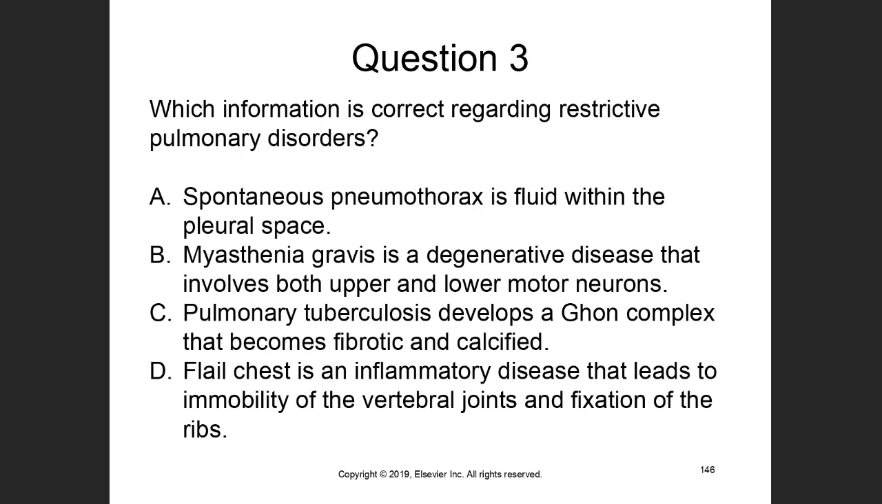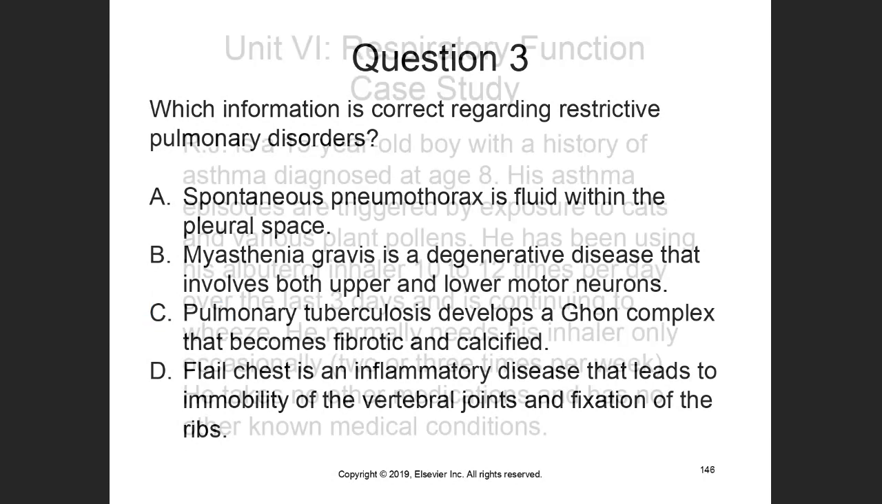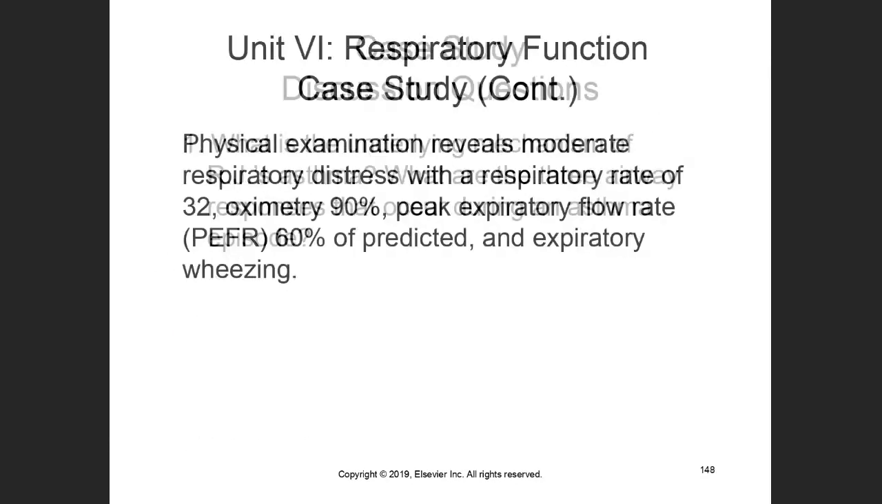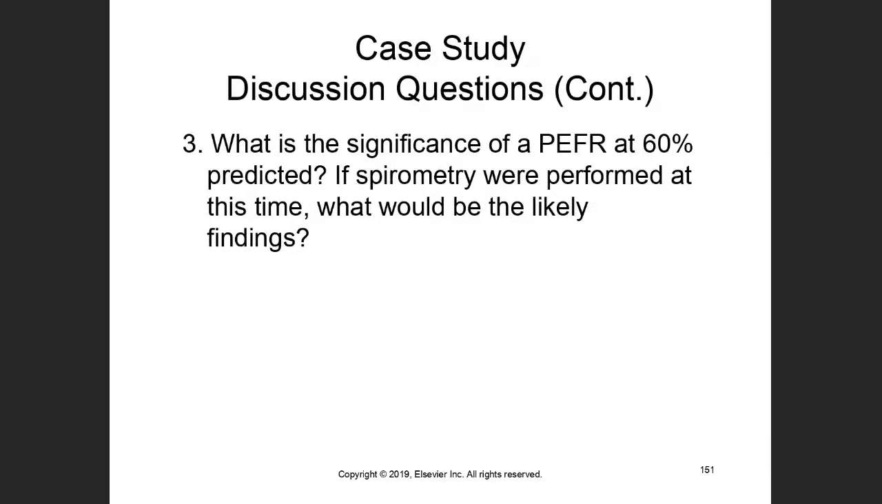And we have a question: which information is correct regarding restrictive pulmonary disorder? What is the answer? Yes, exactly. The answer is C, right here. And right here you have a clinical case. That clinical case is for you to study. You don't have to do any report, you don't have to do anything. And all the answers are in the original PowerPoint.